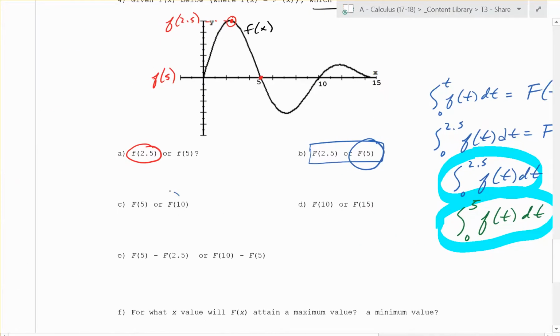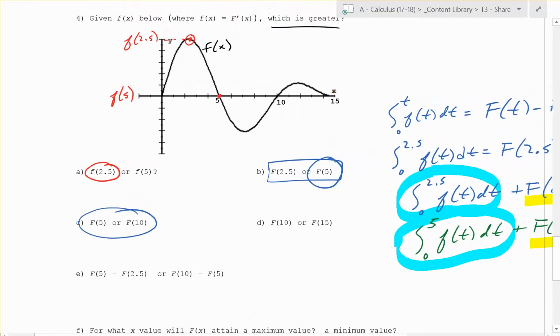What about f of 5 or f of 10 here? So f of 5 is this whole area. Well, f of 10 is that whole area minus this one because it's below the x-axis. So which one's going to be bigger? Well, f of 5 is going to be bigger because to get f of 10, you have to take away all of this down here.